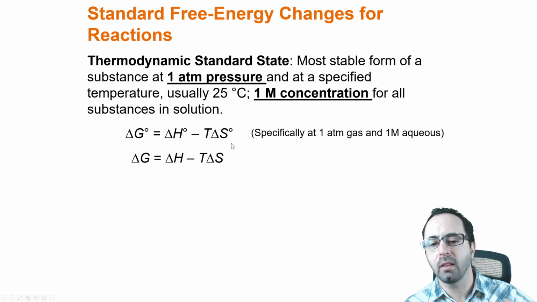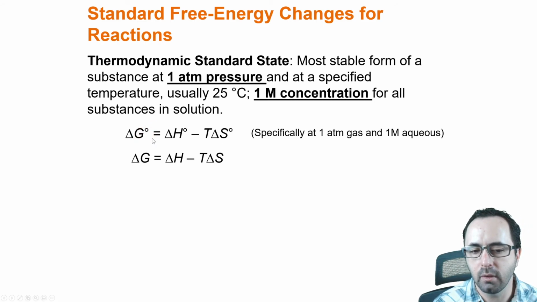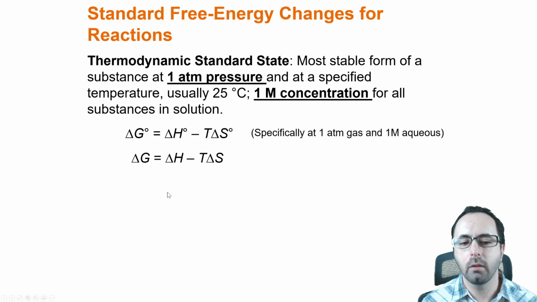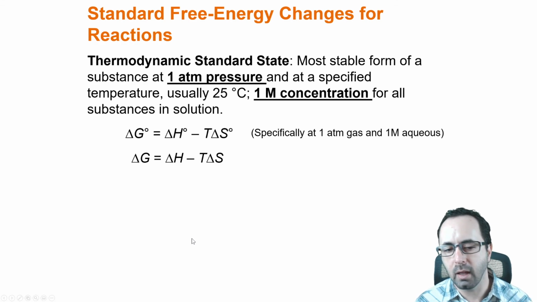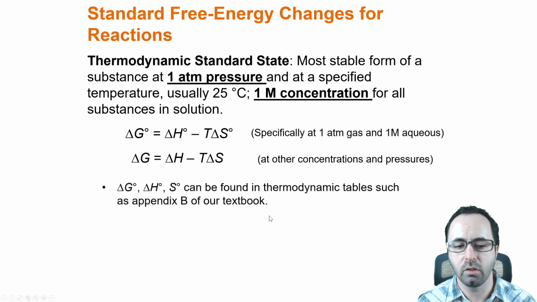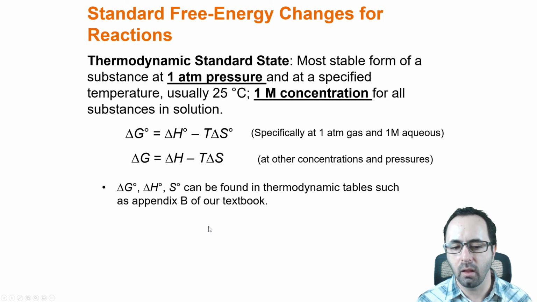Now in your book, they have to give you a particular value in the table, so they give you standard values. So when you're using the tables in the book, you're getting standard values. To get a non-standard value of G, there will be an additional calculation that needs to be done, and I'll talk about that next time, what happens when you have other concentrations and pressures. So the standard values can be found in the thermodynamics tables, like Appendix B.